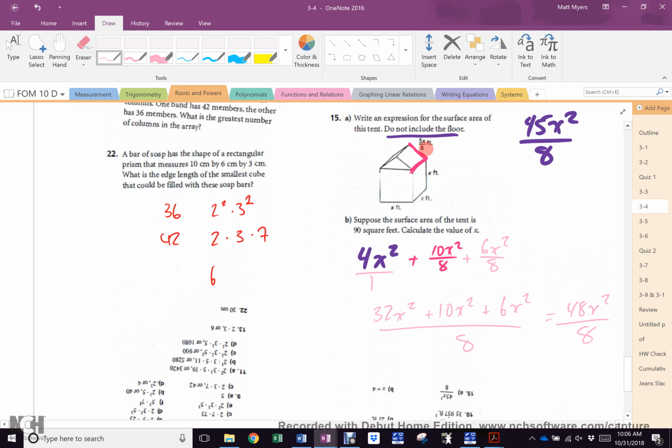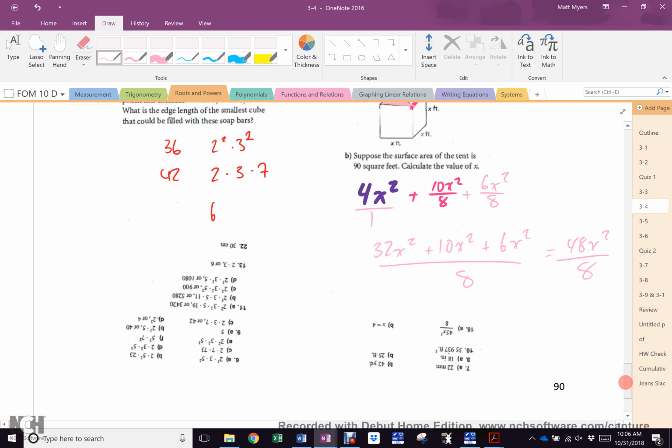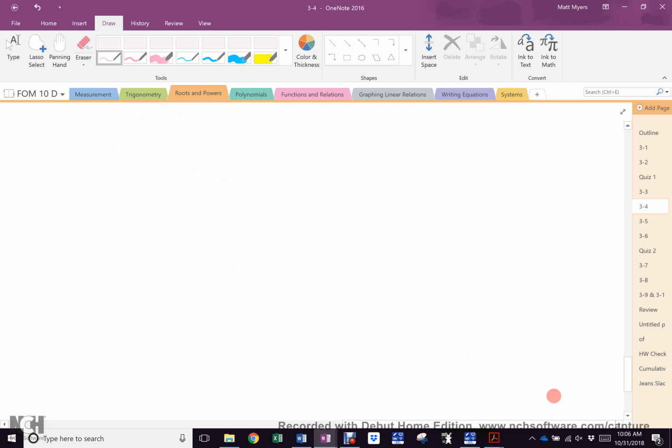5x squared over 8 times 2 is 10x squared over 8. I'm happy with that. 4x squared, I'm happy with that. So my only possibility is in here. That's the only place I think we might have gone wrong. So I'm going to come over here.